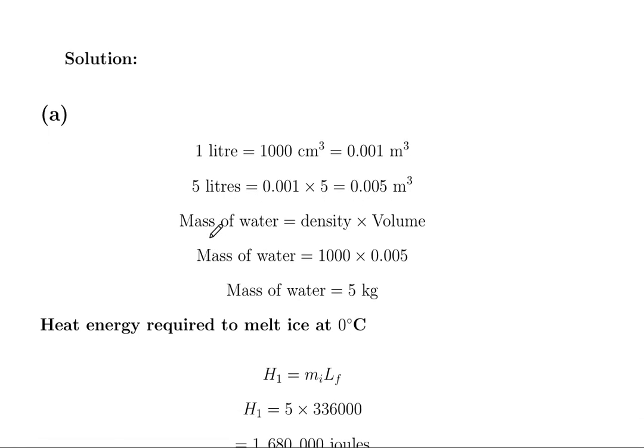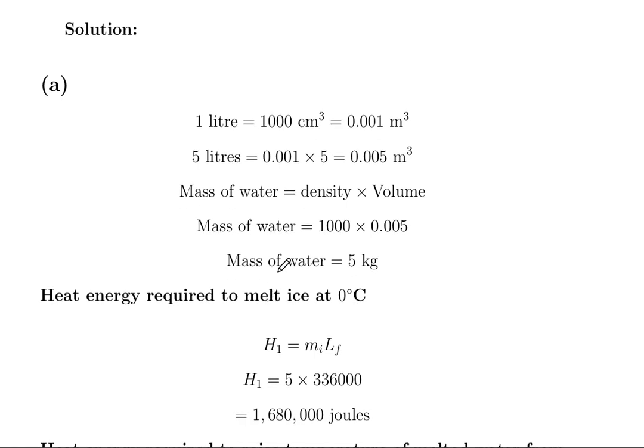Then the next step is for us to find the mass of water, that is given by the density of water times the volume. The density was given to us as 1,000 kilograms per cubic meter, and the volume we have gotten as 0.005 cubic meters. So this leaves us with a mass of water being 5 kilograms.